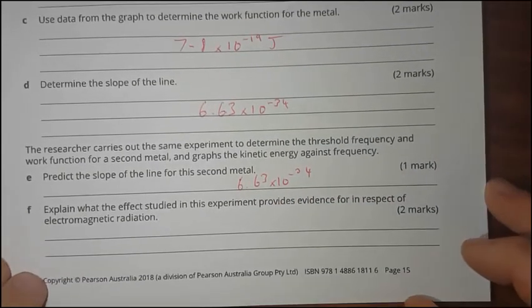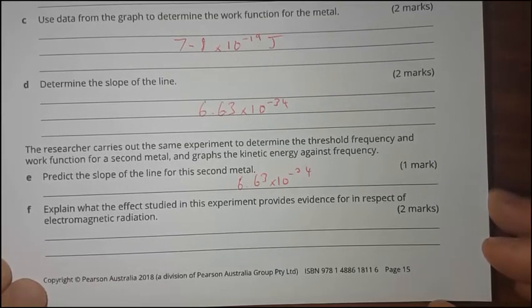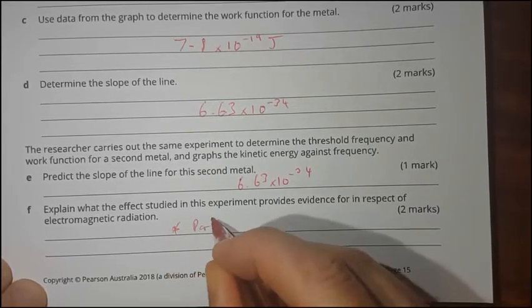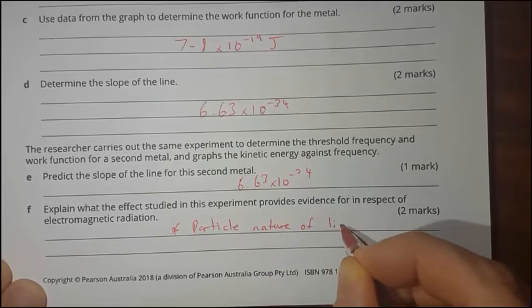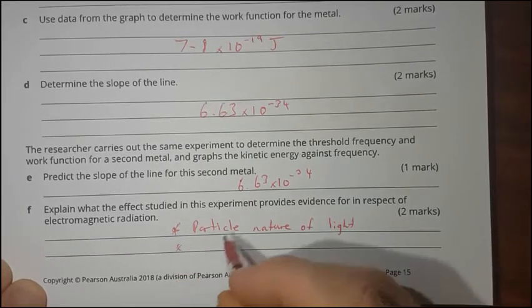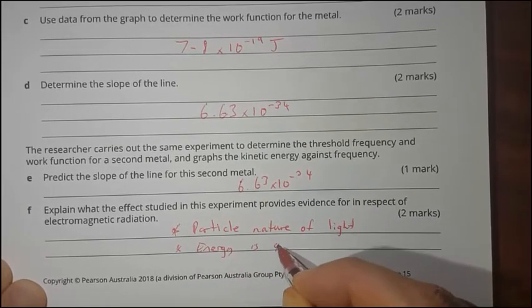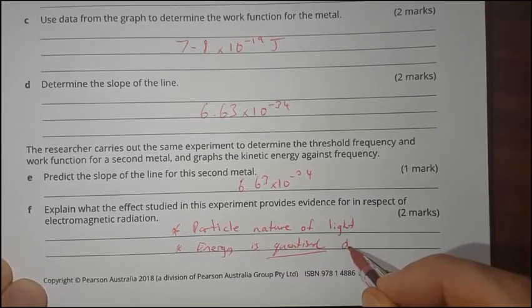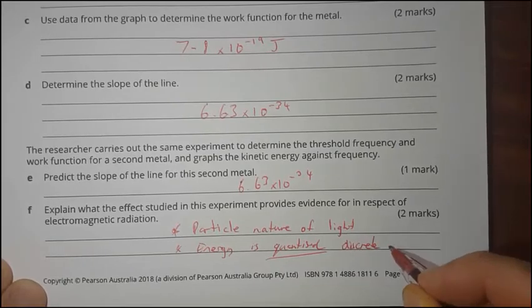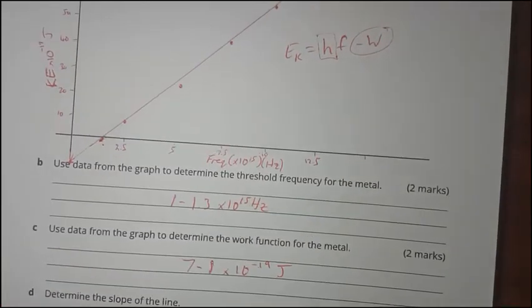And here, explain what effect studied in this experiment provides evidence for. So what the effect that we're studying provides evidence for in respect to electromagnetic radiation. I guess the most important thing is this is the particle nature of light. And you can talk about how from that point on energy is quantized. Discrete packets of energy. I think those sorts of words is what they're interested in reading. But yeah, that's that one.